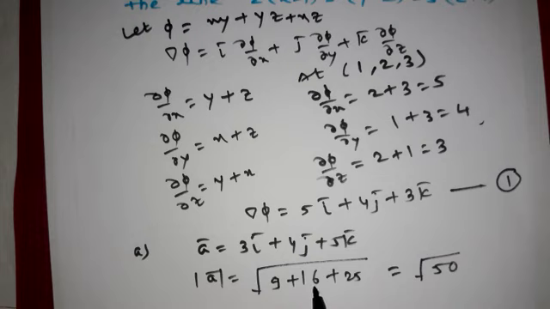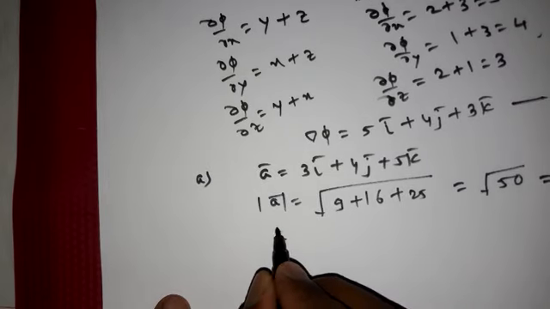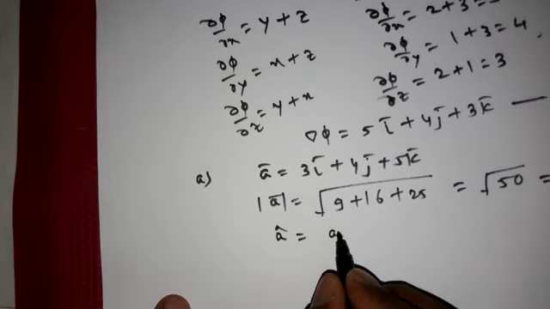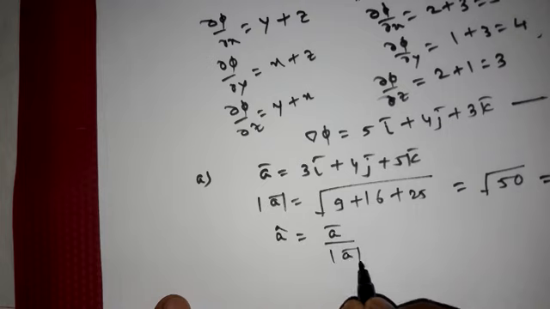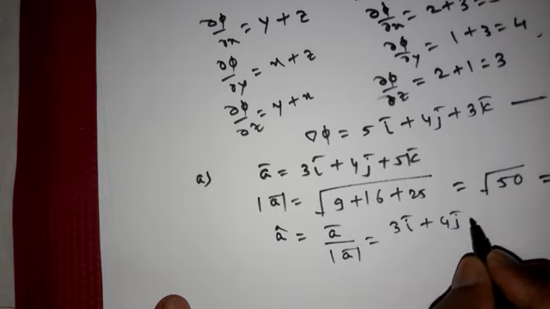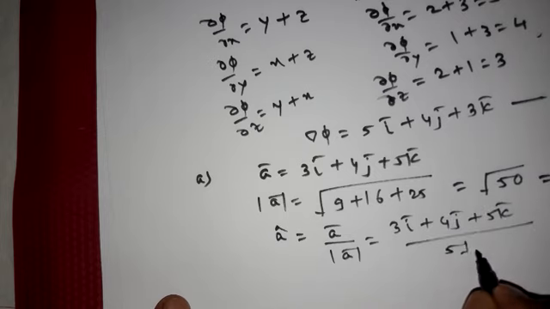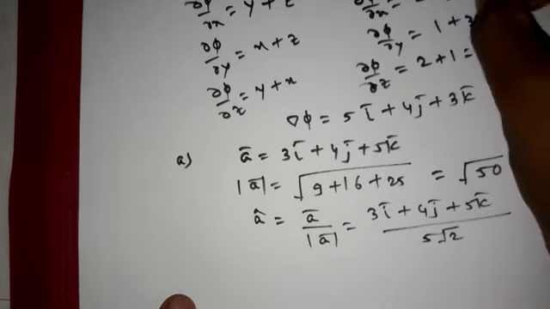9 plus 16 is 25, 25 plus 25 is 50, so the magnitude is root 50, or you may write 5 root 2. It doesn't matter, we can write root 50 also. Now our next job is finding A cap. A cap is equal to A bar upon mod of A bar, so (3I bar plus 4J bar plus 5K bar) divided by 5 root 2.